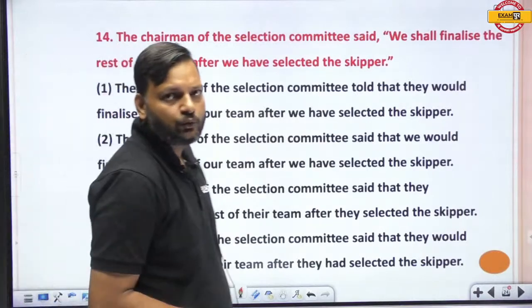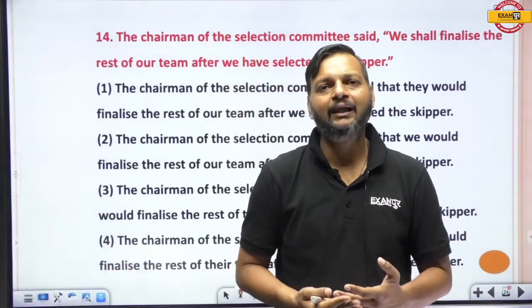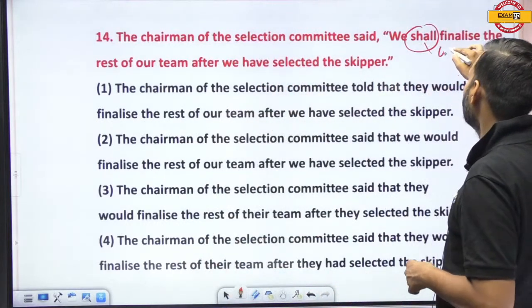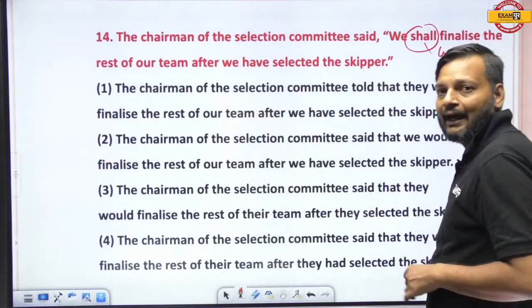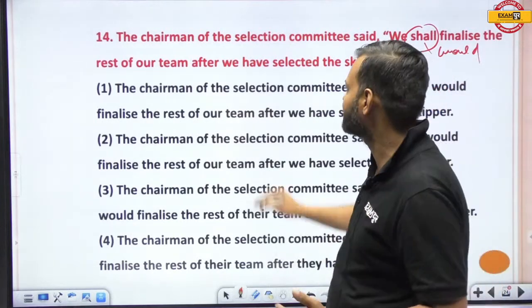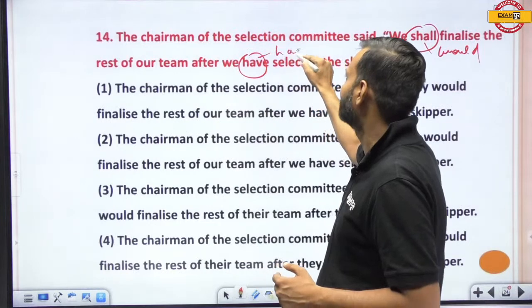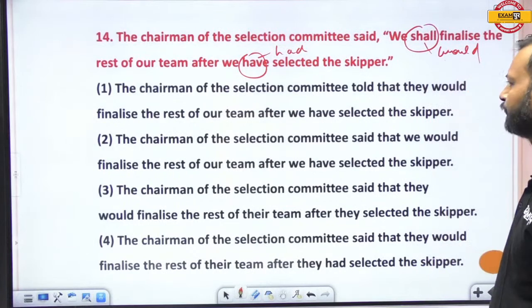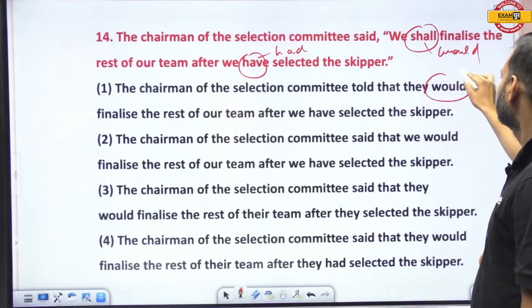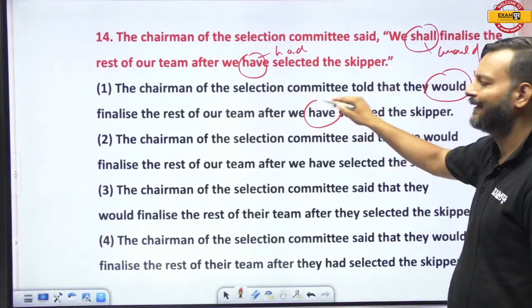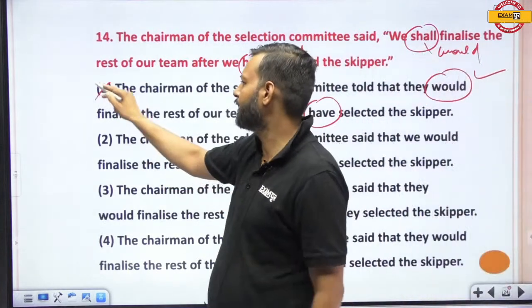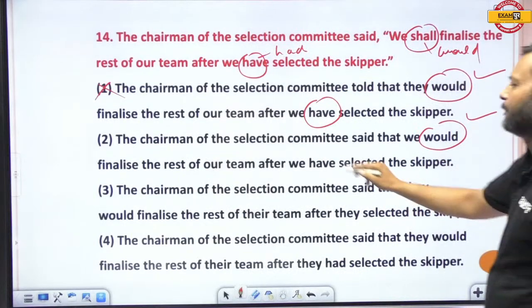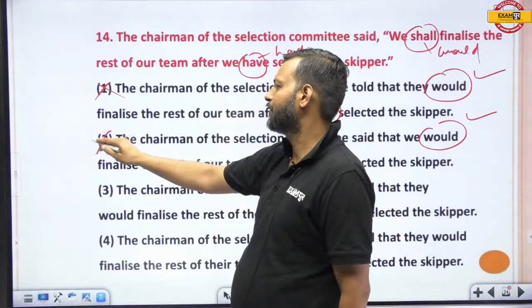So, as I told you, whether it is will or shall, it must be changed into would in the indirect sentence. So in place of shall, you have to look for would. And present has to be changed into past, so have must be changed into had. Now look for these two words in the options, would and had. Here we have would. This is correct. But have has not been changed, so eliminate this. In the second option, would is correct, but have has not been changed, so eliminate this as well.